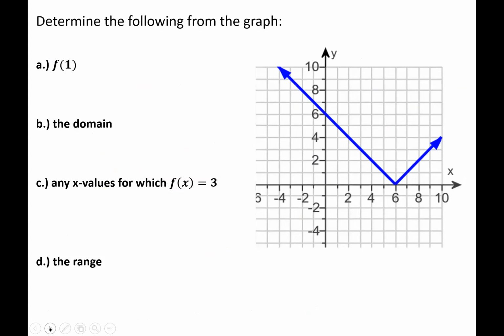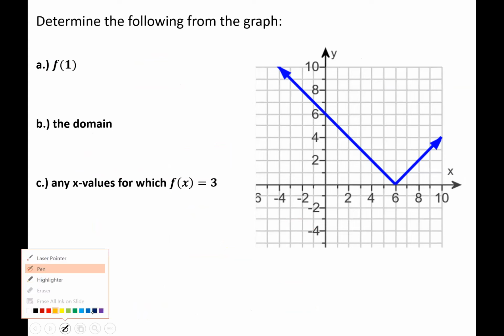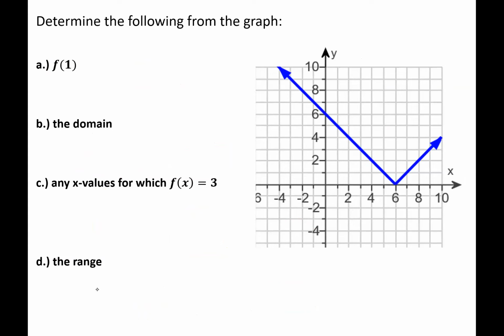Okay, this is actually an absolute value graph, in case you're wondering, which you might not be. All right, but we're just going to look at it as it is and answer some questions about it. All right, so let's start with the first one, f of 1. Okay, f of 1. So when x is 1, what is y? Here's 1 down here.